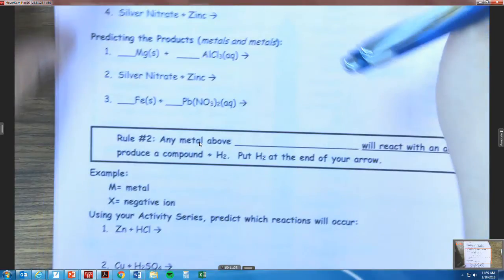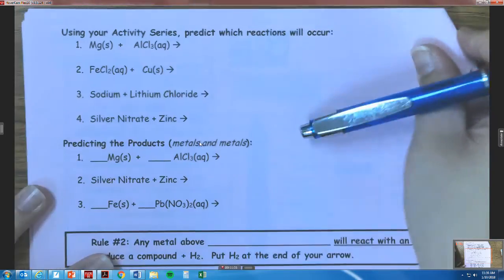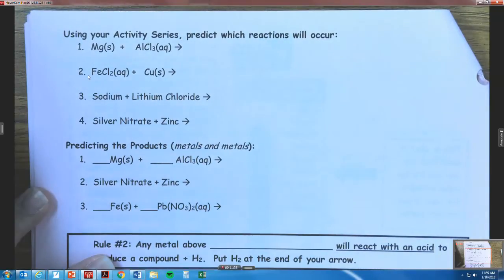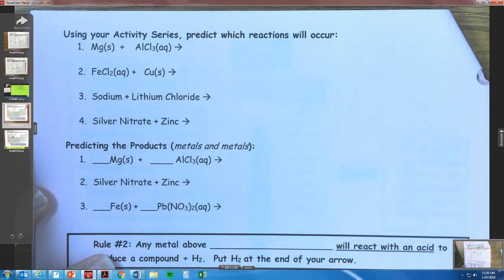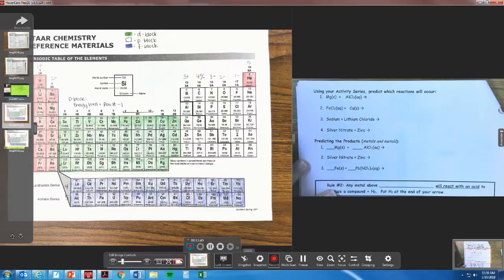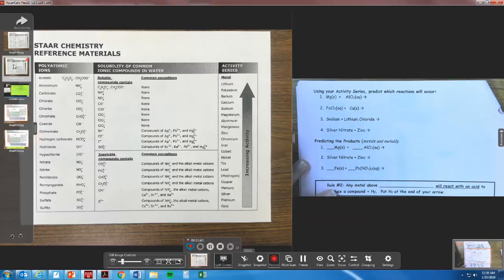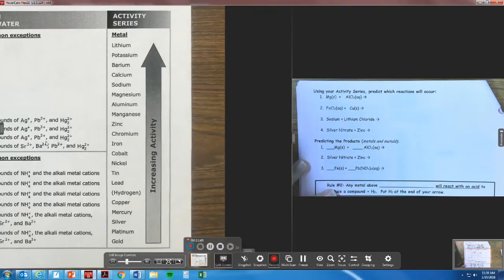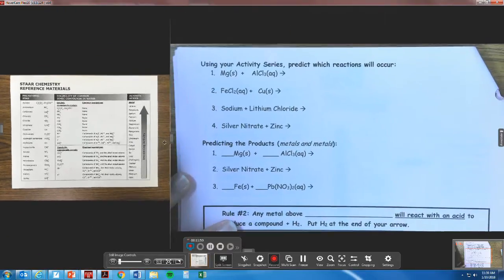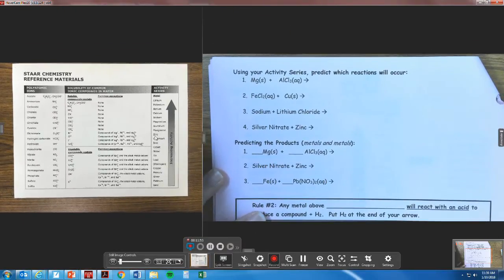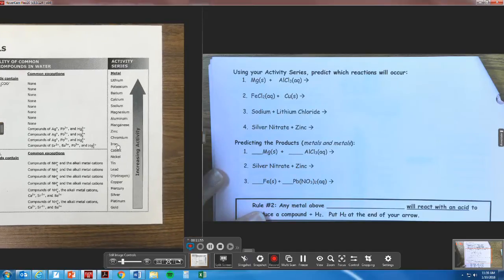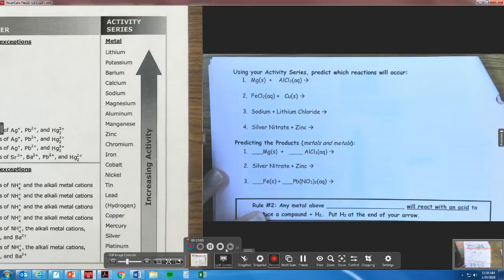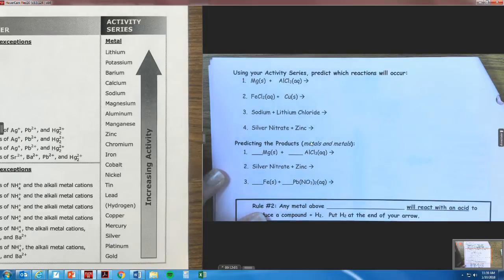Okay, so number 1. Using your activity series, predict which reaction will occur. Let's go ahead and pull up our periodic table, so that way we can take a look at our activity series. Here's our activity series right here. This should be good enough. All right, so number 1.